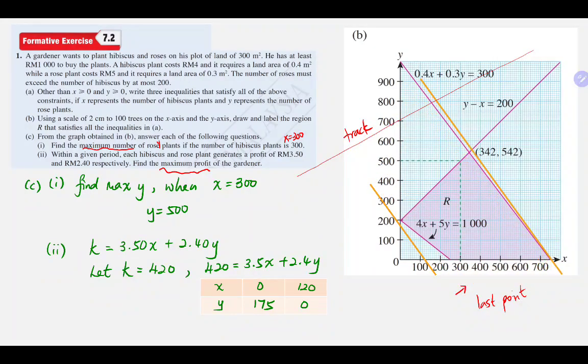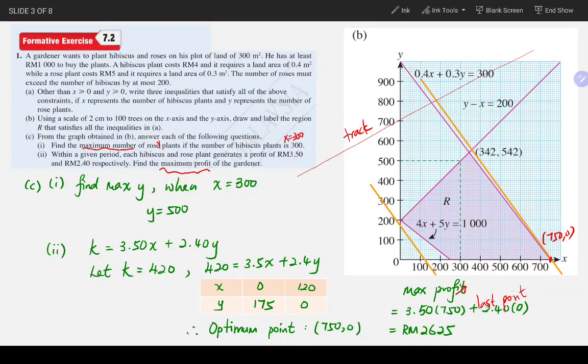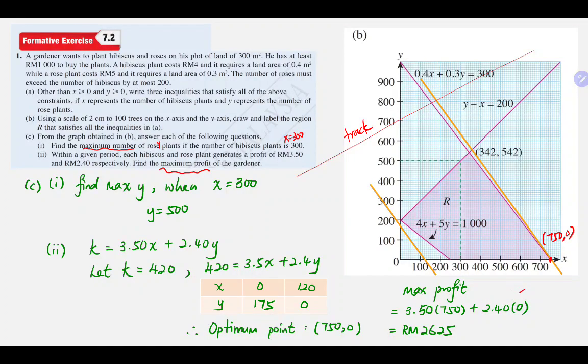The very last point is stopped on 750 and 0. So this is different from the textbook. The maximum profit here happens on 750 and 0. Therefore, our maximum profit will be 350 times 750 plus 240 times 0, and we get a maximum profit of 2625.